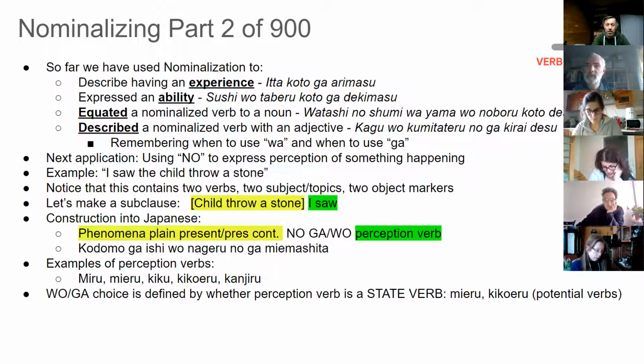I didn't understand the last part. Can you repeat, please? Sure, of course. So whether we use ga or o in this place here: if we use state verbs, these are mieru and kikoeru, we use ga. For all of the other perception verbs, miru, kiku, and kanjiru, we use o.